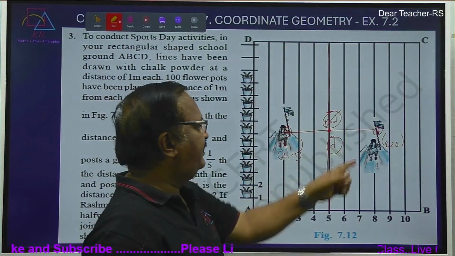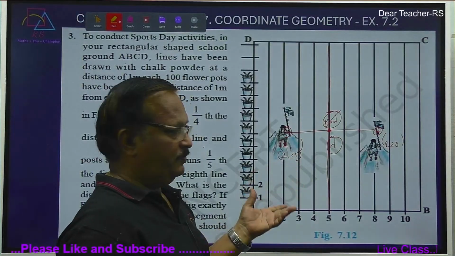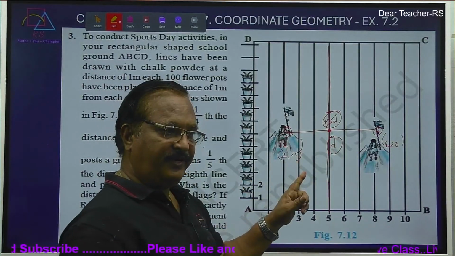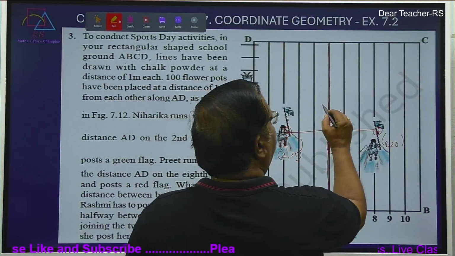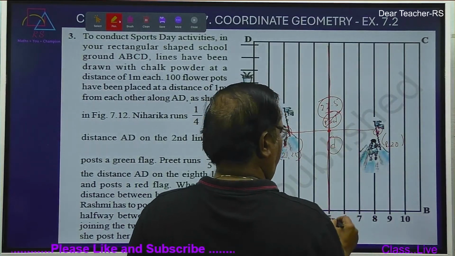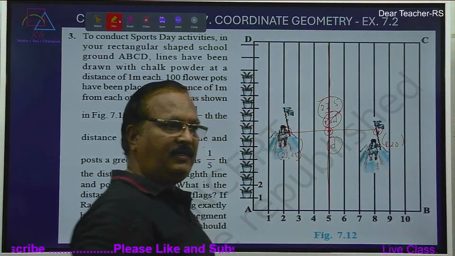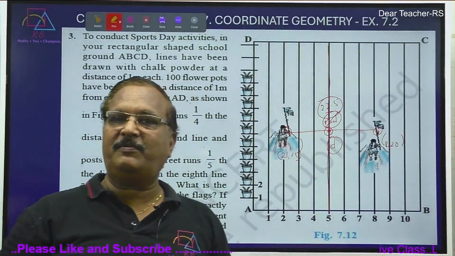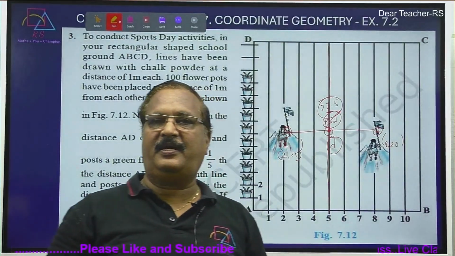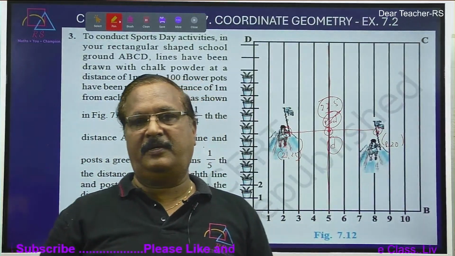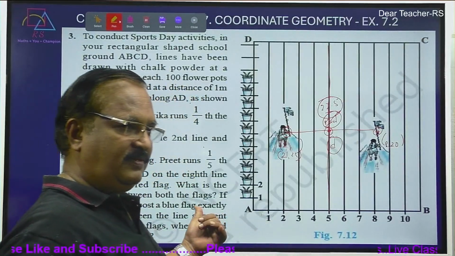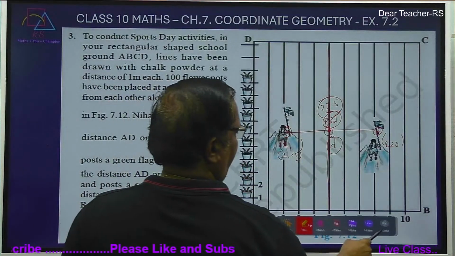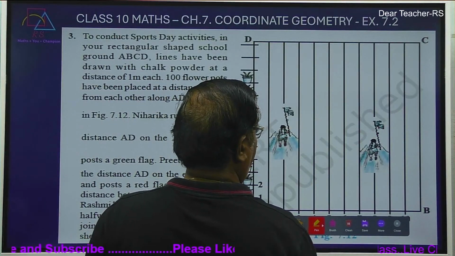So midpoint of this, so 8 plus 2 by 2, 5 is there, and 20 plus 25, 45 by 2, 22.5. So 22.5 meters is where to post the flag. So in this section, the section formula was not used, only the midpoint formula was used. Midpoint formula has come from the section formula. Did you do this? Okay, so then let me clean it. Let me go to another question.